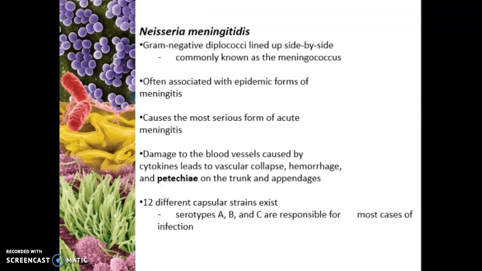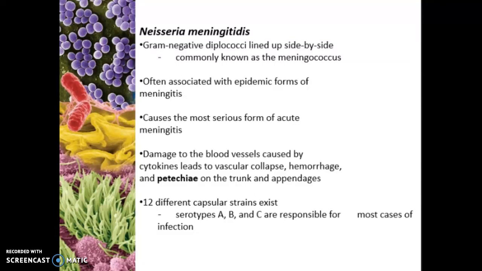spinal fluid. So then moving on to the different types of meningitis, you have that caused by Neisseria meningitidis. And this is often called meningococcal disease. And this is caused by the gram-negative diplococcus. And it's often associated with the epidemic forms of meningitis. And this is typically going to be on college campuses. That's one of the major places where it's seen. And this is going to cause the most serious type of meningitis.